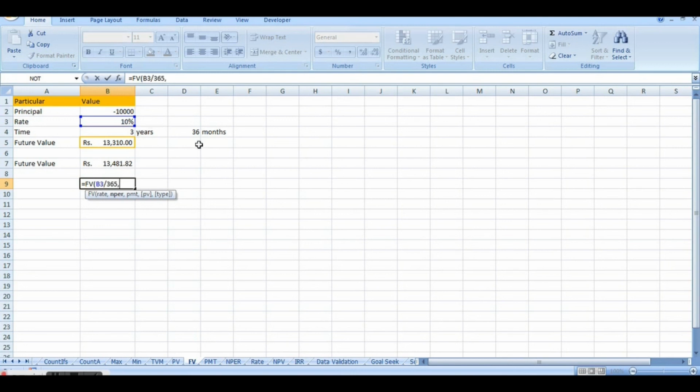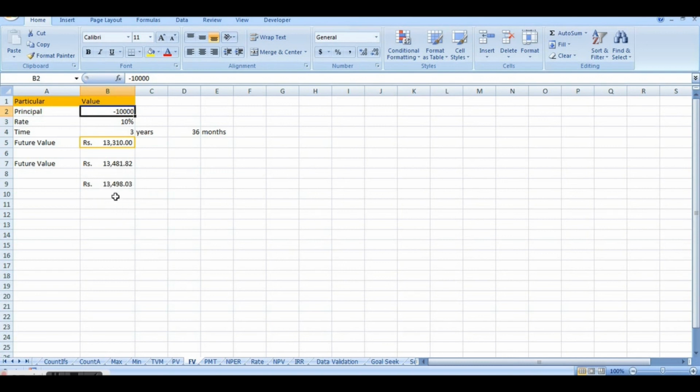Number of periods will be, we have yet to calculate that, but we can do it here itself: 3 years into 365. PMT payments 0. Present value minus 10,000 because we are considering it as a deposit, and type 0 considering end of period payments. The amount increased, though here it is a slight difference, only about 17 rupees. But imagine the number of years being large, the amount being higher. This makes a huge difference.